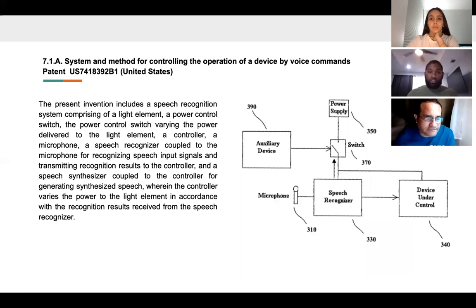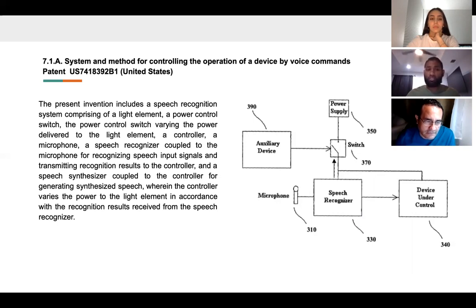So this is one of the patents that we found here in the United States. It's a system and method for controlling the operation of a device by voice command patent. This is working by a speech recognition system comprising a light element, a power control switch varying the power delivered to the light element, and a controller, a microphone, and a speech recognizer coupled to the microphone to recognize the speech input signals.